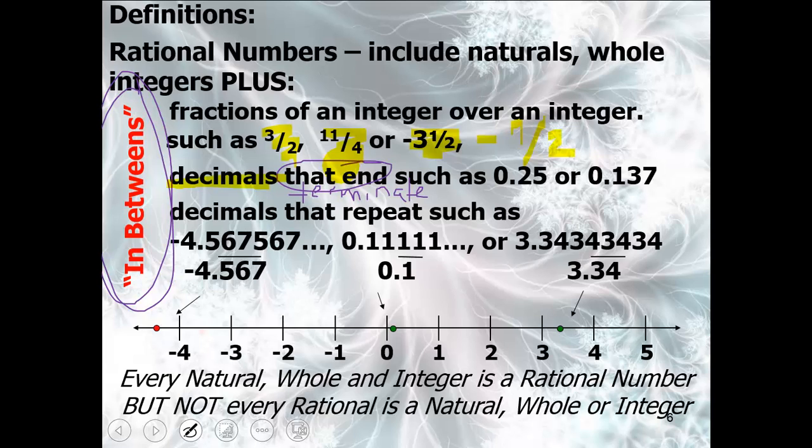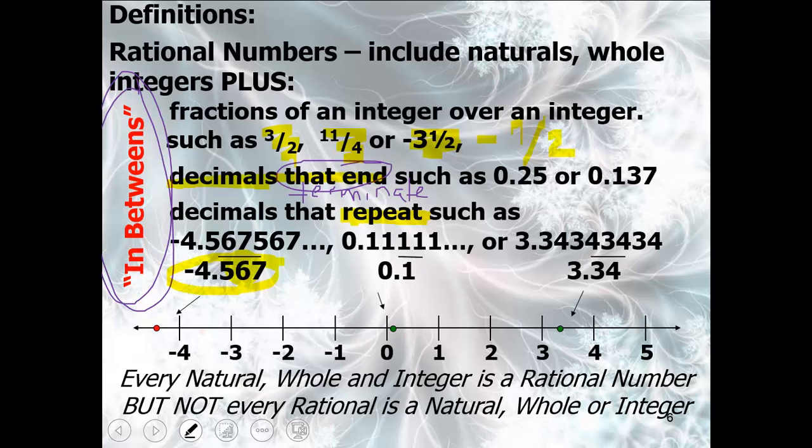The next form of decimal are the ones that repeat. Decimals that end, decimals that repeat, they're rational numbers. Okay? Look at this one, negative 4.567567. Notice how the 567 keeps repeating. So we write it as negative 4.567, okay? With a line over the top.